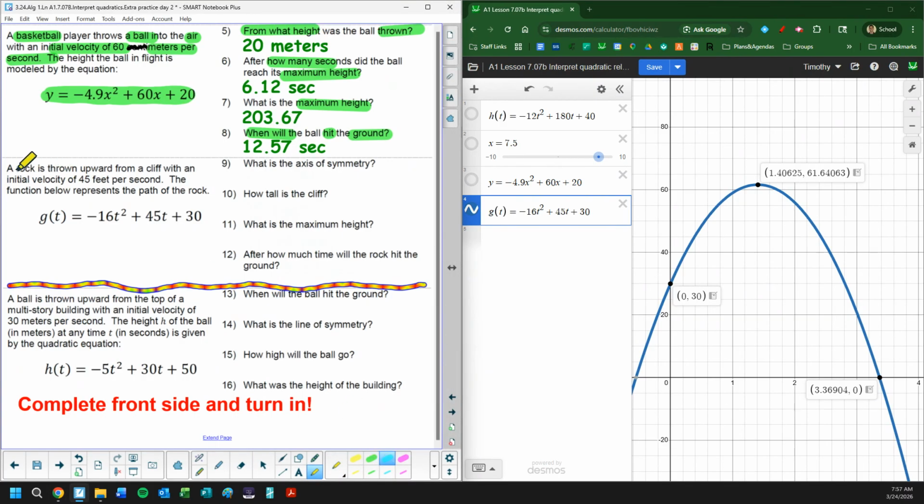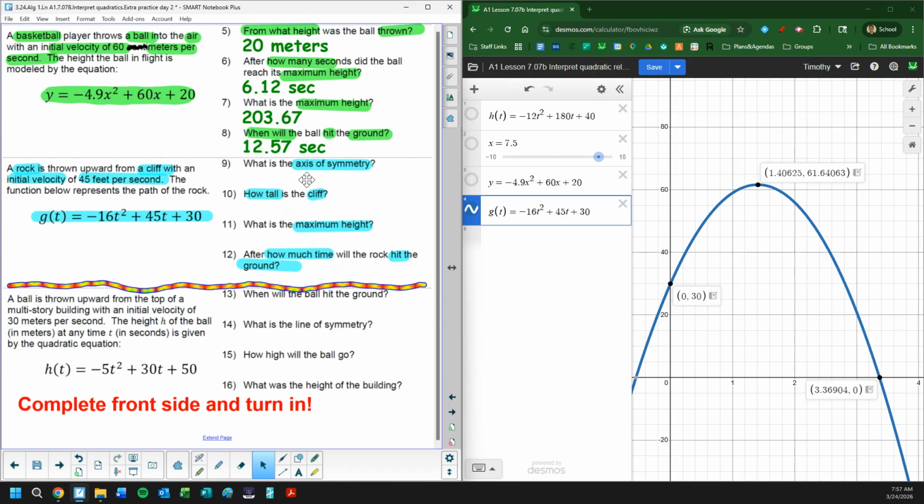So the first thing I'm going to do, what are we talking about? A rock is thrown from a cliff. Initial velocity, 45 feet per second. This is the function of the rock. We're looking for the axis of symmetry, how tall the cliff was, the maximum height, and how much time until the rock hits the ground. So let's answer each of these one at a time. If you haven't done so, you can try to answer them yourself. Come on back and check your answers.